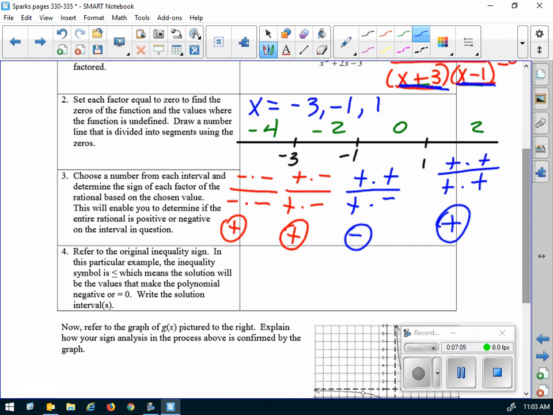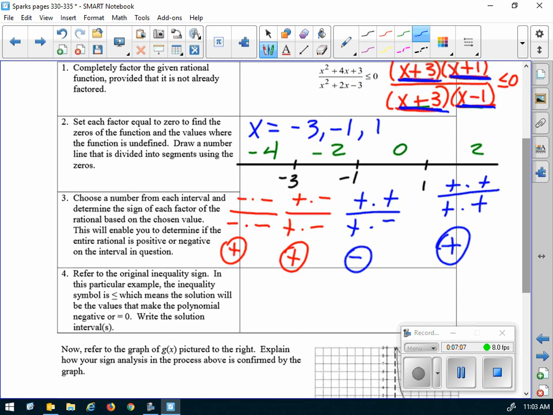Now, remember, what these circled signs are telling us is what the y value is in each of those subintervals. But if the y value is positive, what does that tell me about the graph? It's above the x-axis. If the y value is negative, that tells me the graph is below the x-axis.